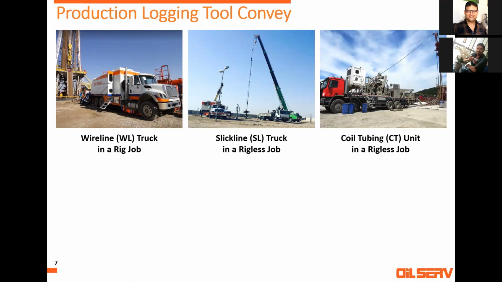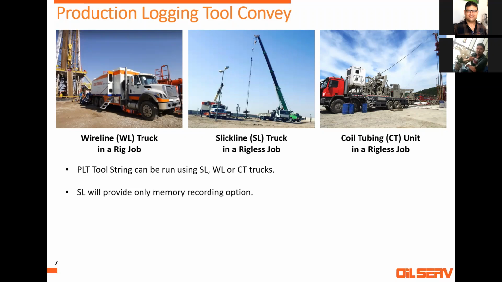What I'm showing here is a wireline truck doing a rig job. This is a slickline job doing a rigless job, which can also be done the same way. Everybody can do this rigless and rig job. This is a coiled tubing unit doing a rigless job. So the PLT string can be run using slickline, wireline, or CT trucks. There is no difference. Slickline will provide only memory recording. We cannot do real-time recording. Wireline and coiled tubing can provide a surface readout. This is the oil industry name. We can call it real-time recording and memory recording options.